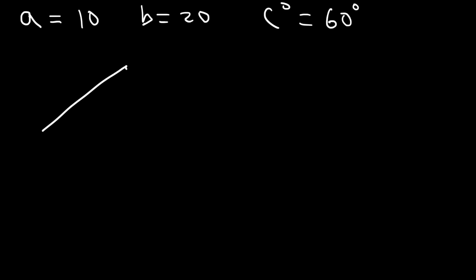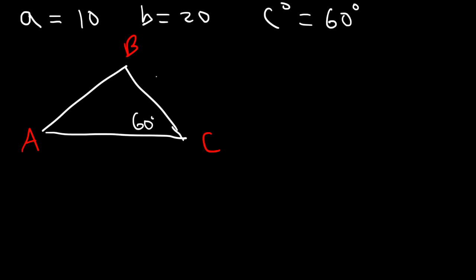Let's say side A is 10, side B is 20, and angle C is 60 degrees. Go ahead and solve the triangle. So first, let's draw it. This is angle A, B, and C. Angle C is 60 degrees, side A is 10, side B is 20. So what we have is a side, angle, side triangle.